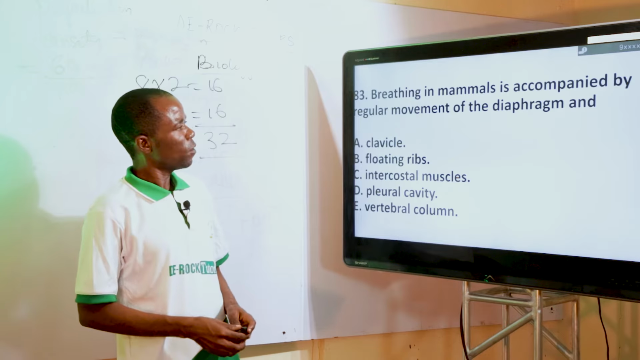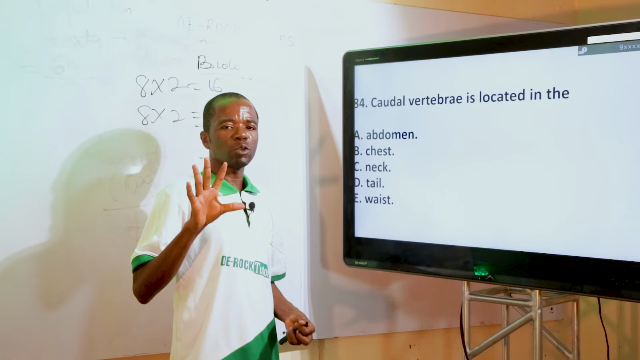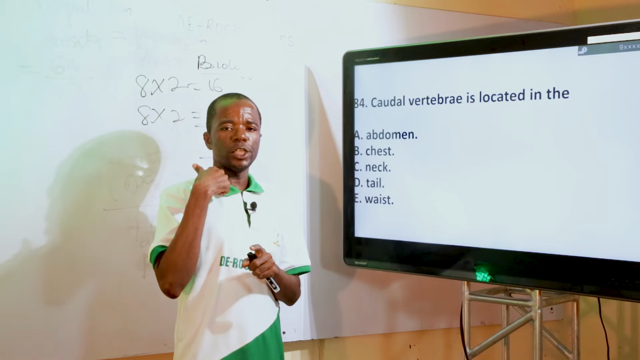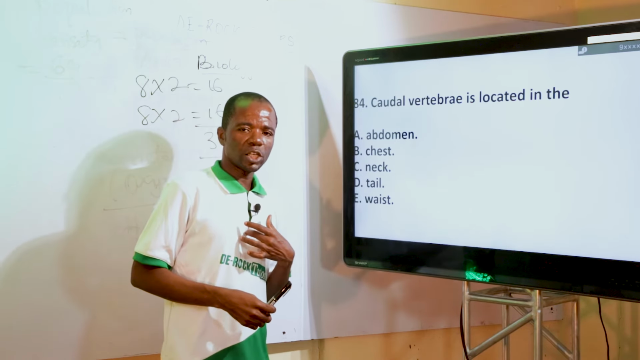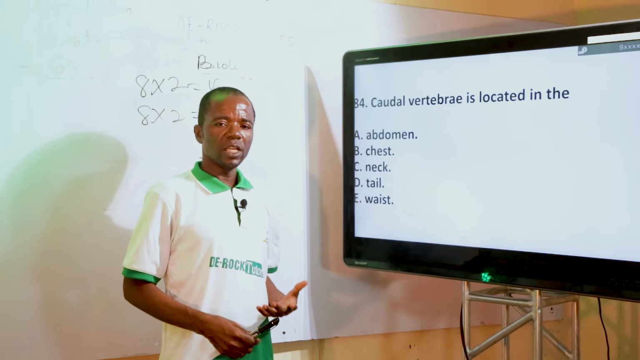Let's look at number 84. Caudal vertebra is located in the dash. In humans, for example, there are 5 types of vertebra. We have cervical vertebra, which is located in the neck region. There are 7 of them. We have the thoracic vertebra located in the chest region. There are 12 of them. We have the lumbar vertebra located in the upper abdomen.